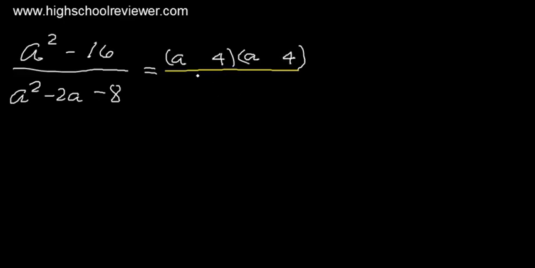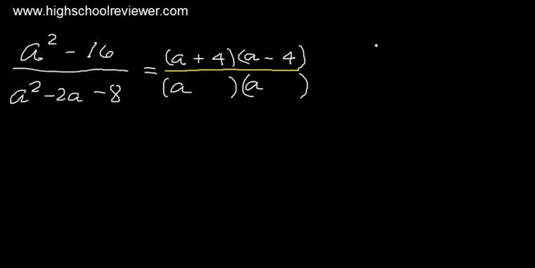But what will be the signs of the two quantities? Since this is negative, we will have here positive, and we can put here negative. So we have now the factors of a squared minus 16. Let us factor out a squared minus 2a minus 8. Since this has no numerical coefficient, the factors of a squared would only be a multiplied by a. And what will be the factors of negative 8?